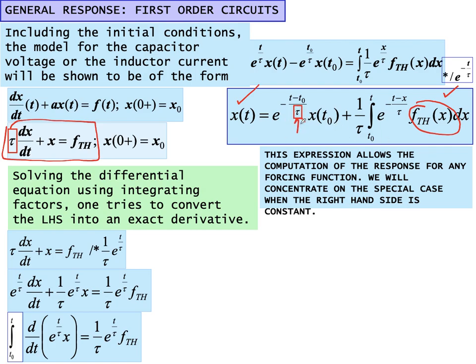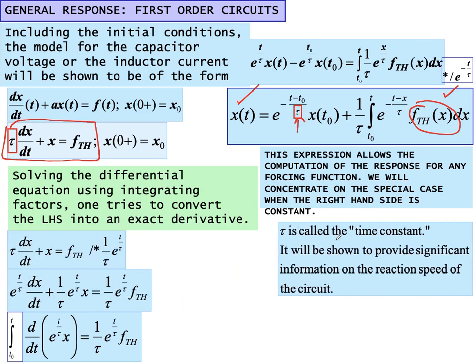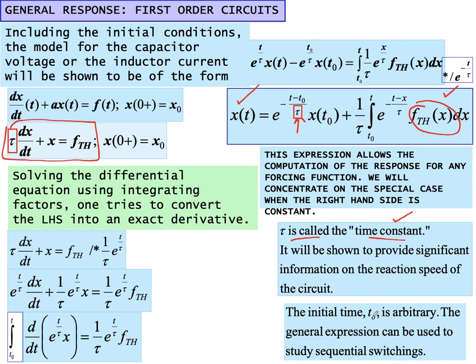This tau is the value that you have over here, and this tau is known as the time constant. The time constant is the factor that tells you how quickly a capacitor or inductor will charge or discharge itself. And the initial time t naught is arbitrary. The general expression can be used to study sequential switching. Initially, we will be interested in finding out the response of the circuit for t greater than or equal to 0. So the initial time t naught in our case will always be 0.